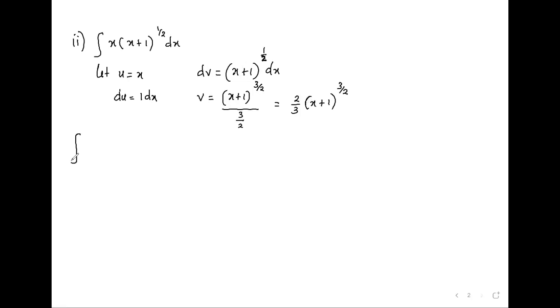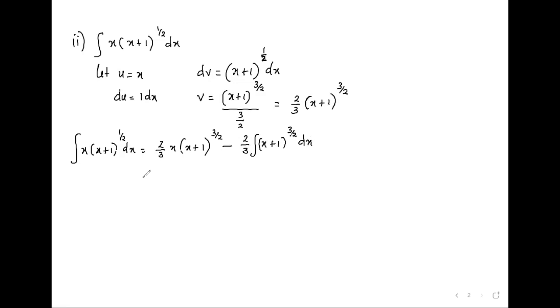The integral says if I have this, I need to multiply uv. So we'll have 2 over 3 x, x plus 1 to the power 3 over 2, minus the integral of v du. So we'll have 2 over 3, the integral of x plus 1 to the 3 over 2 dx.